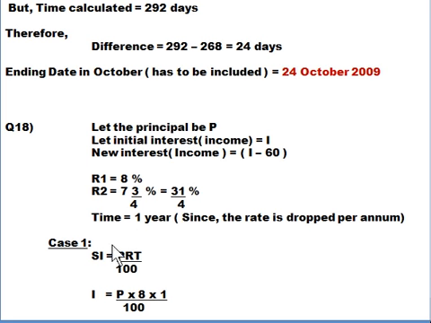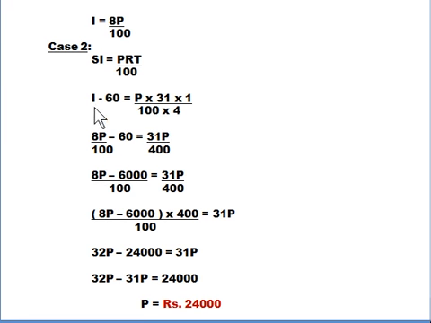So you can always take time equal to 1 year. Now in the first case, applying the formula of simple interest, I will be equal to P into 8 into 1 upon 100. So the value of I comes equal to 8p upon 100. In case 2, simple interest is equal to PRT upon 100. Here, in place of simple interest, we have I minus 60. It will be equal to P into 31 into 1 upon 100 into 4 because the rate is 31 upon 4. If we simplify it, we are going to get the value of P as 24,000.